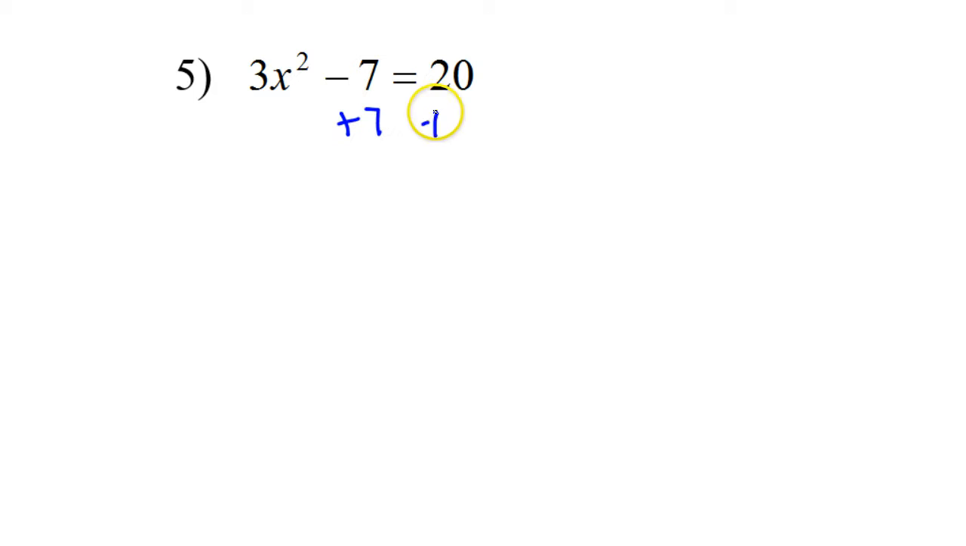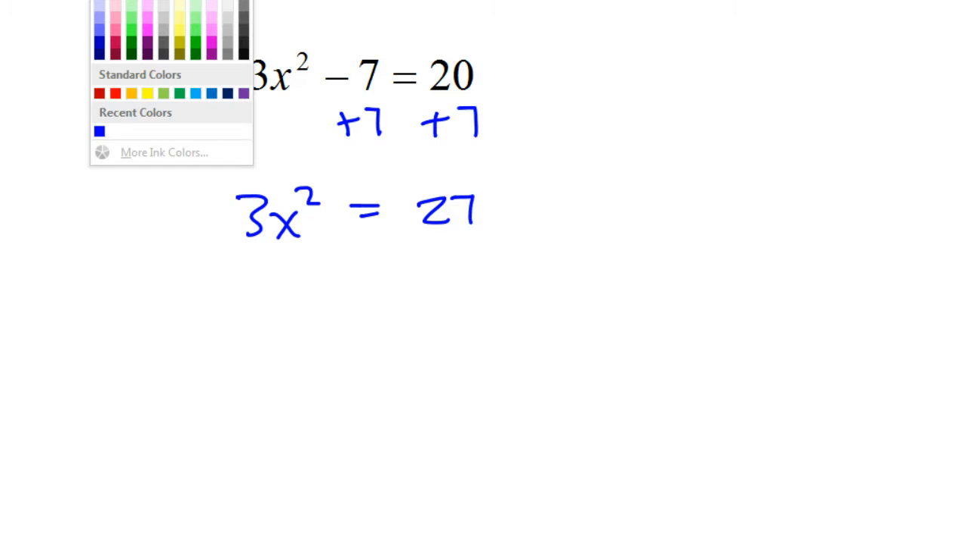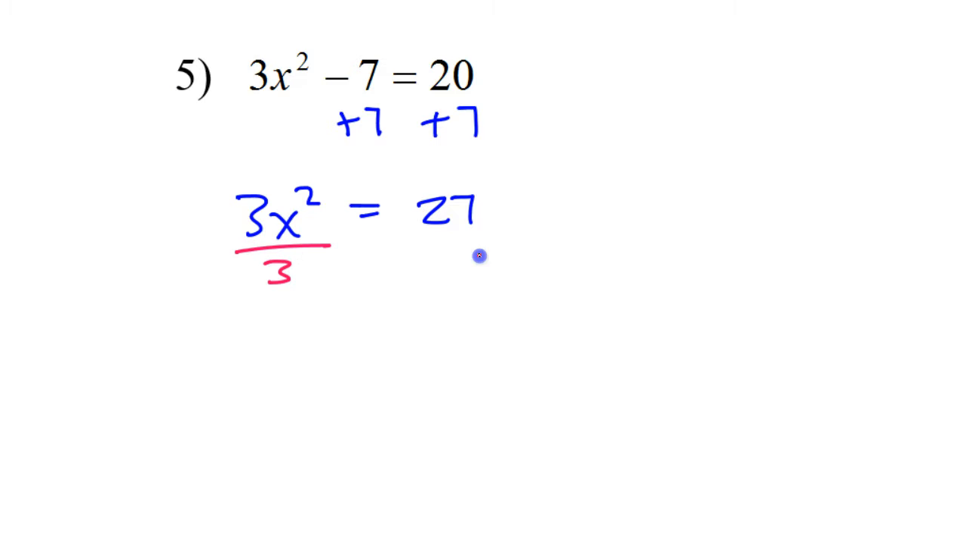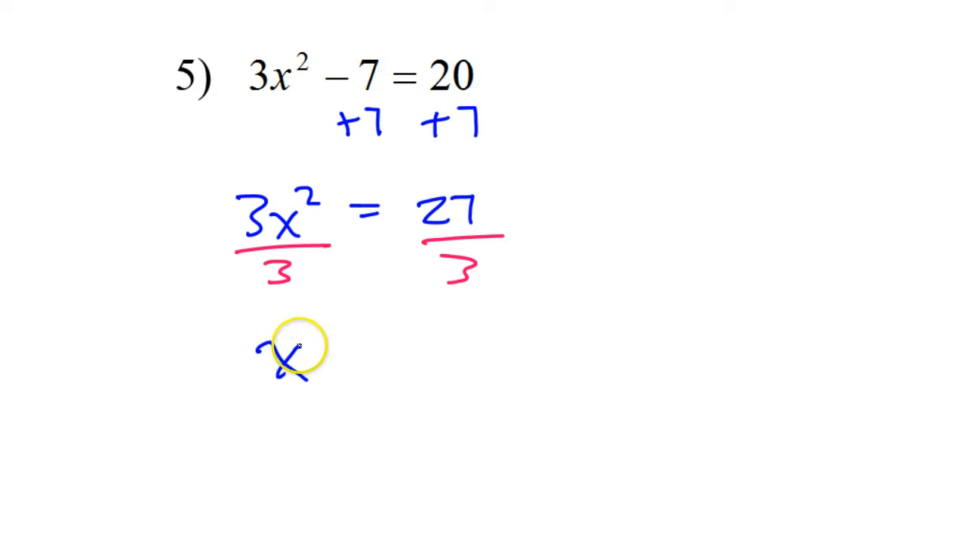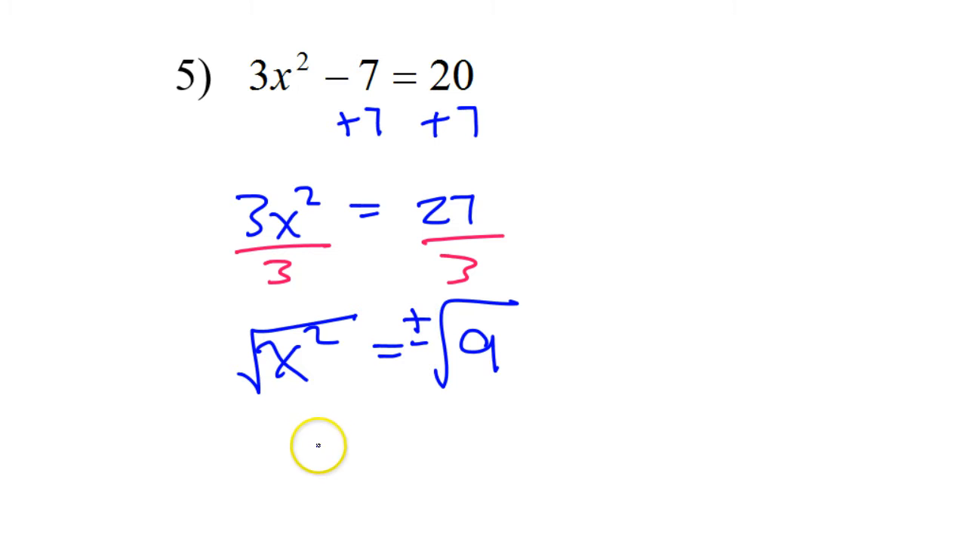So on number 5, you add 7 to both sides. That gives you 3x squared is equal to 27. And then when you divide both sides by 3, you're going to get x squared is equal to 9. Take the square root of both sides. Don't forget your plus or minus. That gives you x is equal to plus or minus 3.